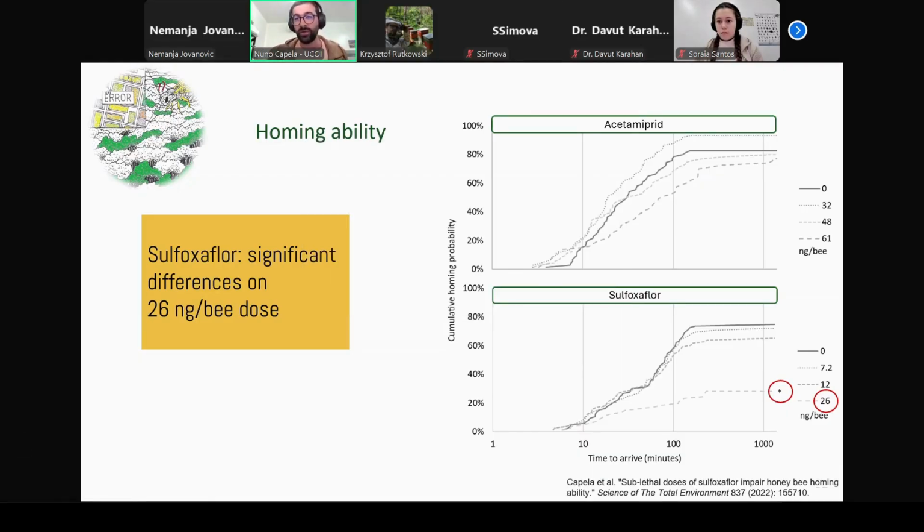But at this point in Europe, it's forbidden to apply it outdoors, only indoors. But the same doesn't happen, for example, in America, in which you can apply it everywhere.